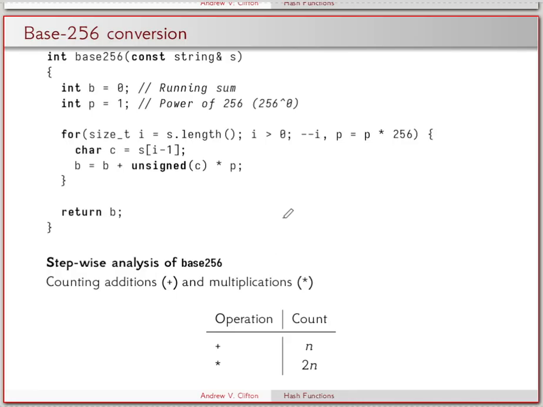Now, we can do a little bit of stepwise analysis on this. We just want to count the number of additions and multiplications, and this is pretty easy. I'm not counting the decrement or the subtraction. I'm just counting literal pluses and literal timeses here. So plus, I'll color like that, and times, I'll color like that. Where do we do a plus? We do it here. And where do we do a times? We do it here and here. So there are 2 multiplications per character and 1 addition per character. So our total is n additions and 2n multiplications.